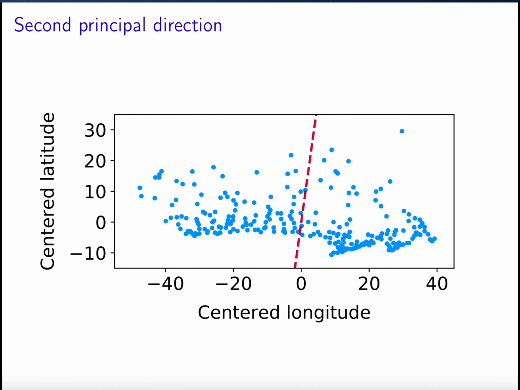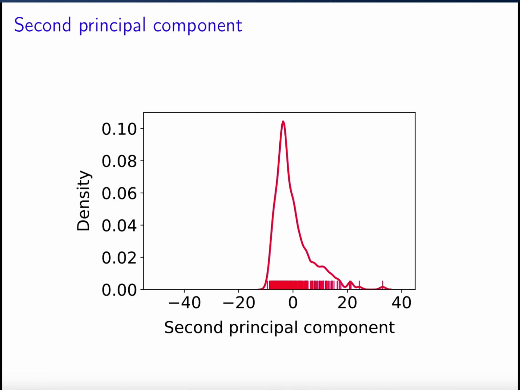The second principal direction, which gives you the direction of minimum variance, because here the dimension is only equal to 2, is this one. So essentially almost north-south. Here the variation is much, much smaller.